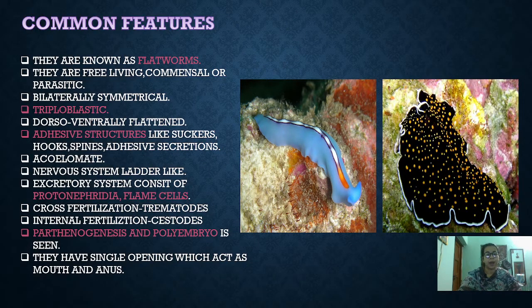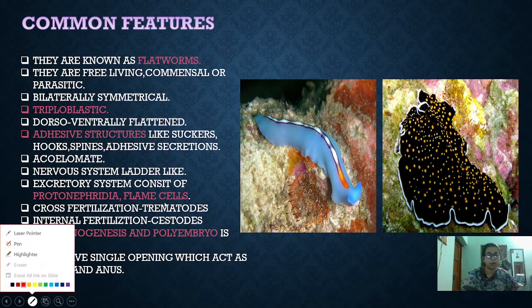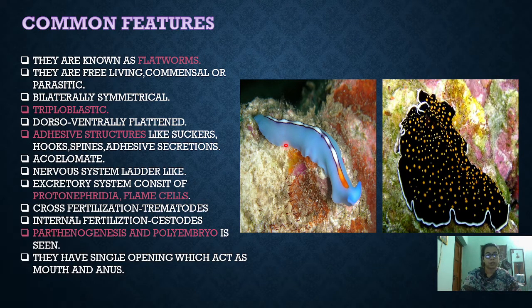Platyhelminthes are the flatworms, and you can see in this diagram that they are flat in structure, that is, they are dorso-ventrally flattened. What do you mean by dorso-ventrally flattened? The back side is known as the dorsal side, and the front part is known as the ventral side. So the dorsal and the ventral parts are flat, and it looks like a leaf-like structure.